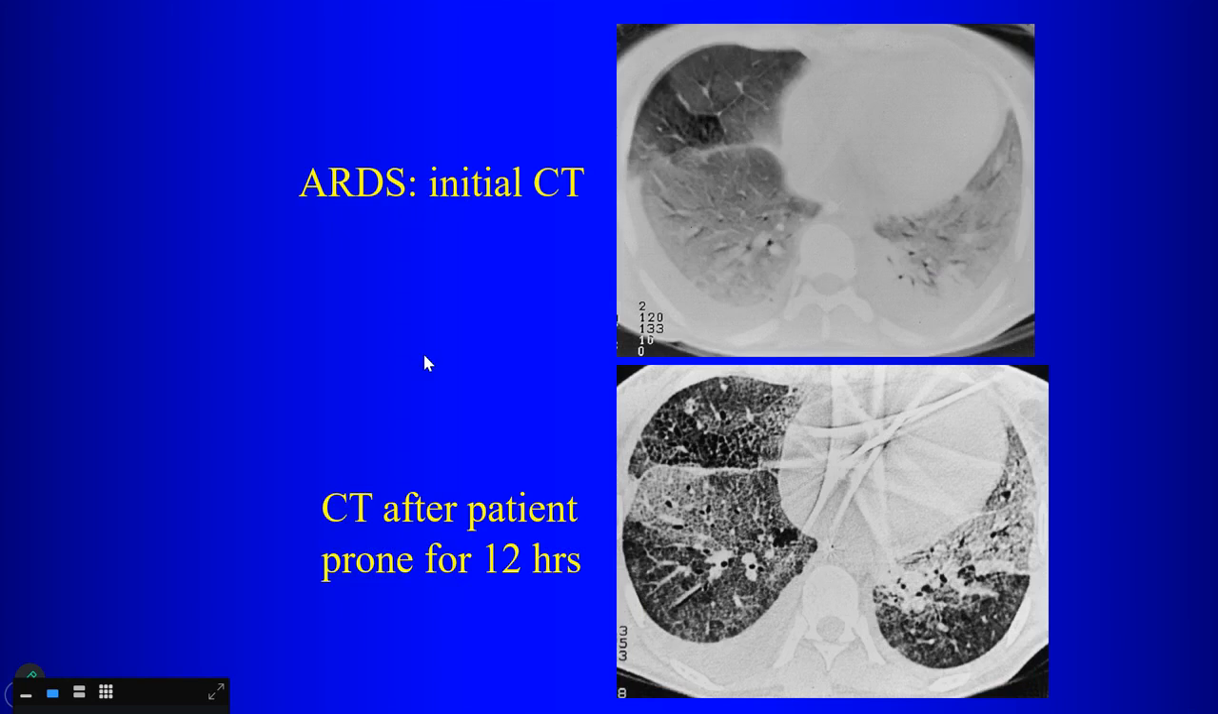And so the way these patients can be treated also is by rotating the patients to get a more even distribution of oxygen throughout the lungs. On the initial CT scan here, when the patient was lying on their back, you can see that the opacities are denser in the dependent regions. After the patient has been prone for 12 hours, you can see that the opacities have moved a little bit more anteriorly, again following that gravitational gradient with ARDS.